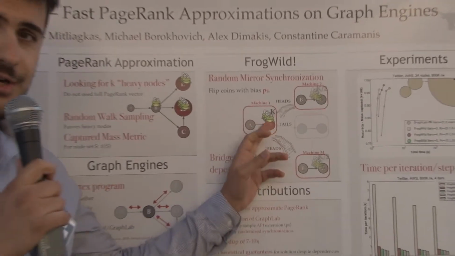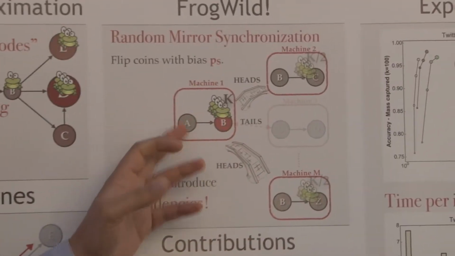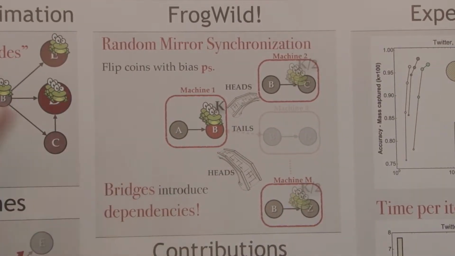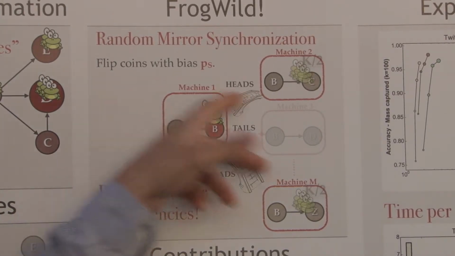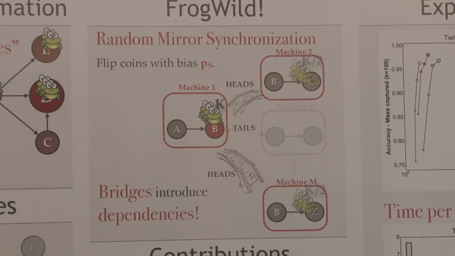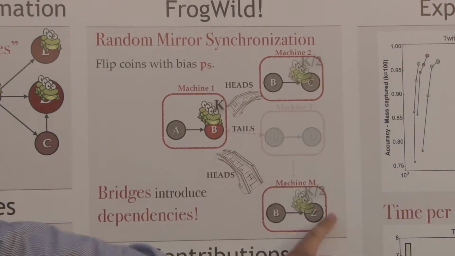Now my walkers can only use the bridges I drew. So my frogs jumping around my graph, they stop on B, and I tell them you can only jump to C or Z.